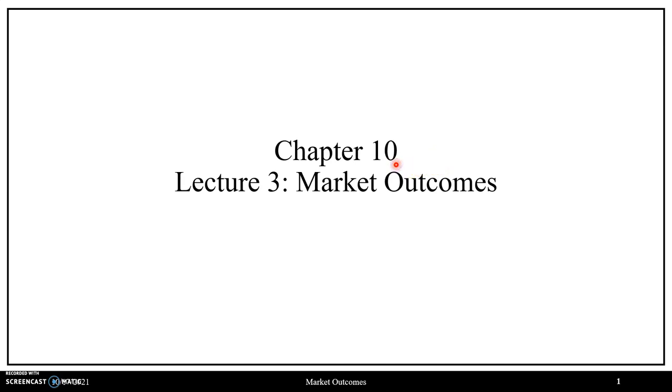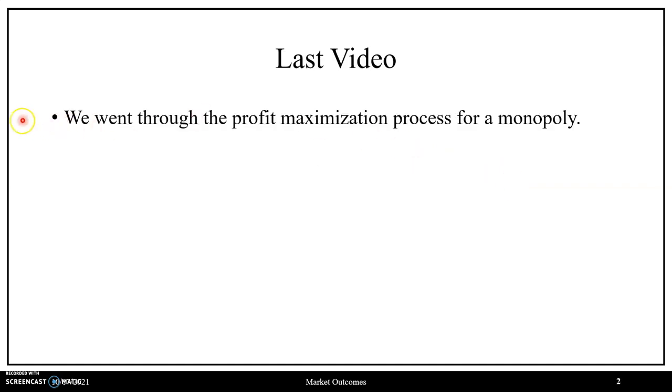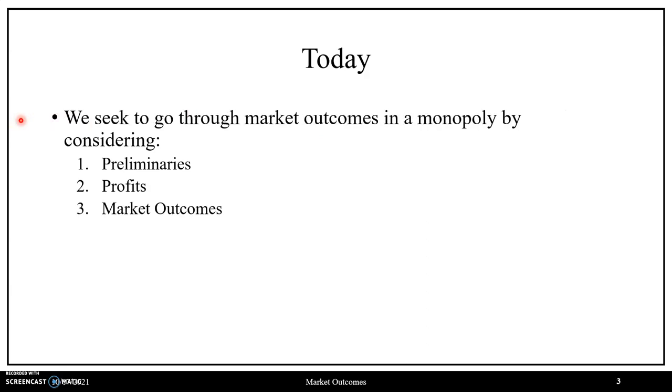In this video, we continue our discussion on Chapter 10, in which we go over market outcomes, where in our last video we went through the profit maximization process for a monopoly. In this video, we seek to go through market outcomes for monopoly, in which we do so by considering some preliminaries in order to discuss monopoly profits and conclude with market outcomes.